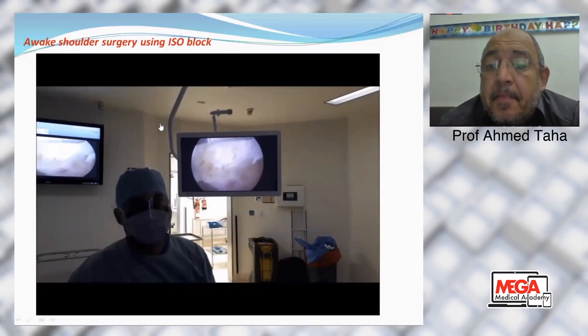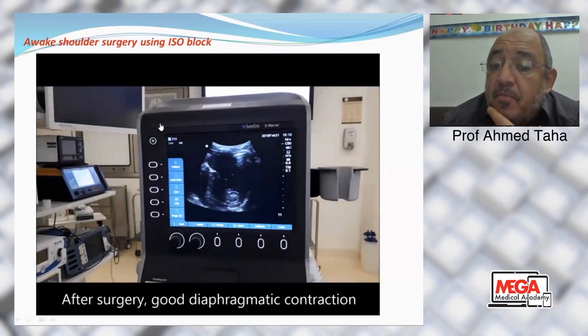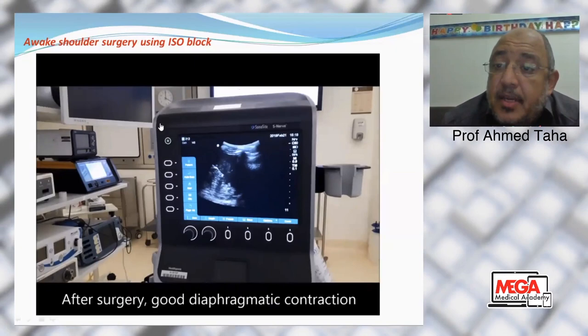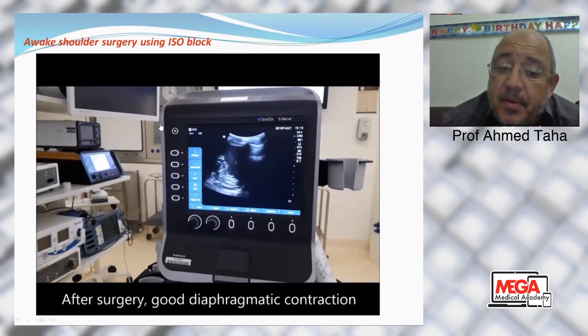We are looking at the phrenic nerve movement. As you can see, the diaphragm is moving freely. So this iso block can give you a wonderful and reliable anesthesia, but as I said, it's only if the patient cannot tolerate an interscalene block.